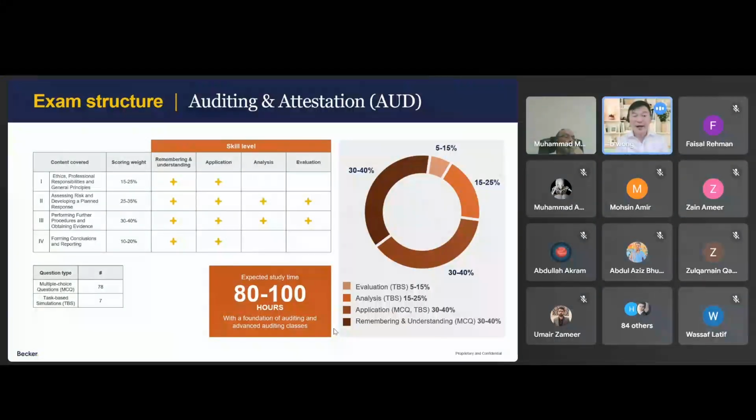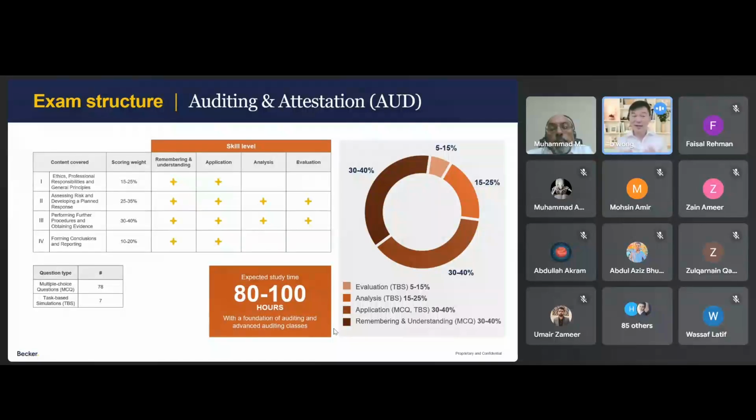Okay, next one is auditing, AUD. Like I said, AUD is the only exam that tests you on the evaluation skill level. If you work in audit or have studied audit before, you understand what I'm talking about. Basically, you have to do evaluations based on your testing results.